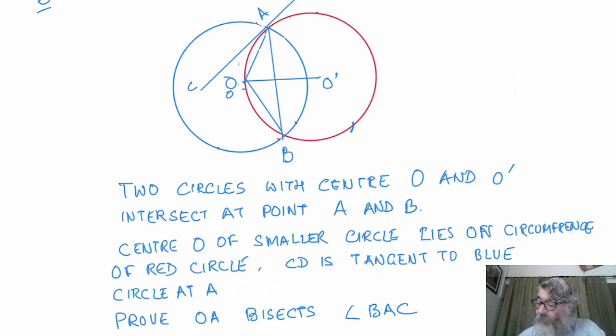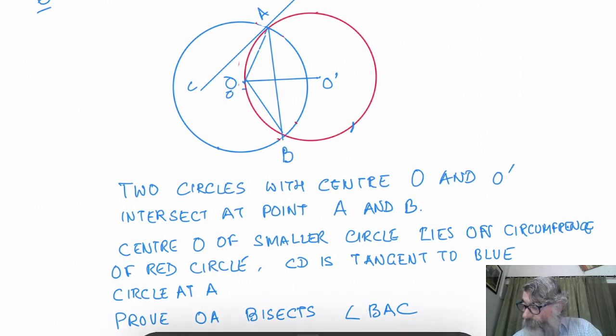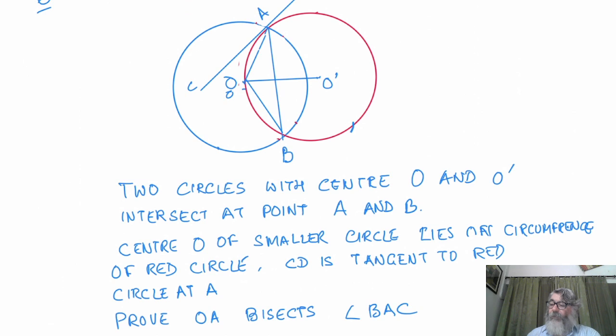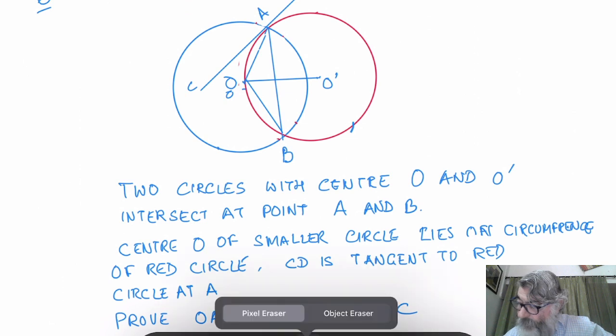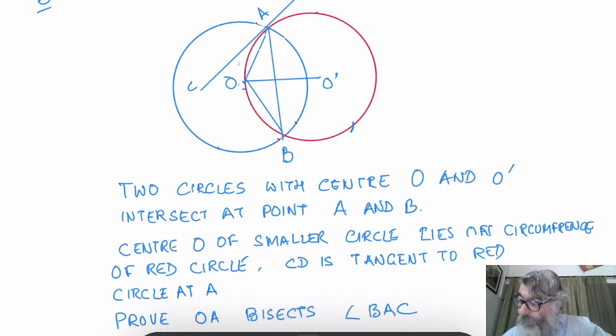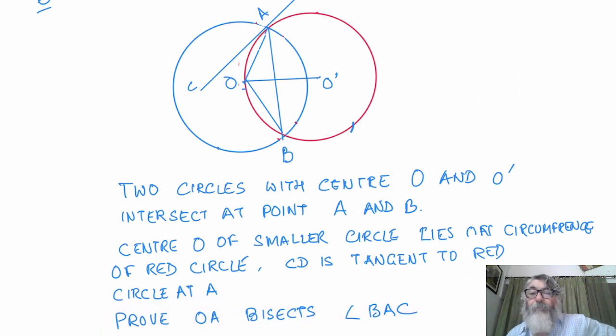CD is tangent to the blue circle at A. Not the blue circle, it is tangent to the red circle with center O. Now he wants us to prove that OA bisects angle BAC.